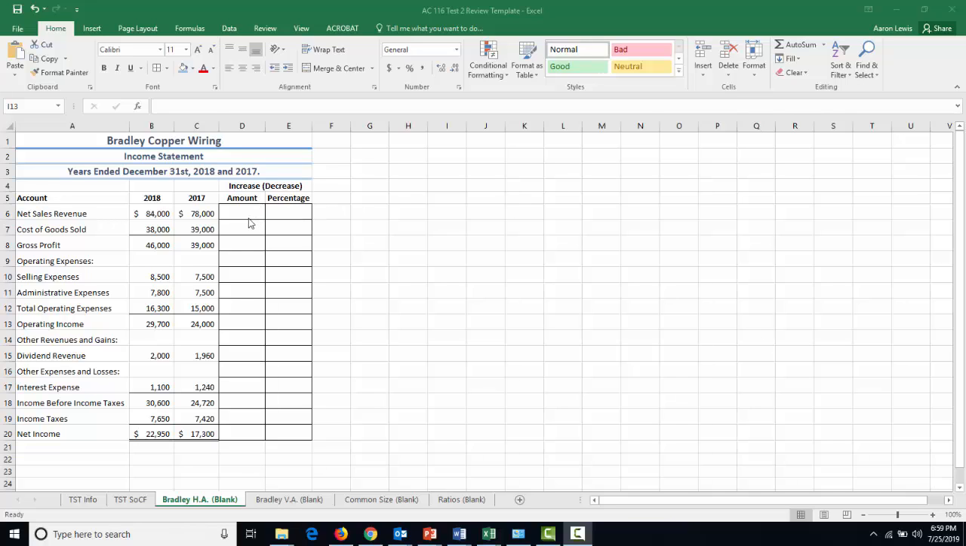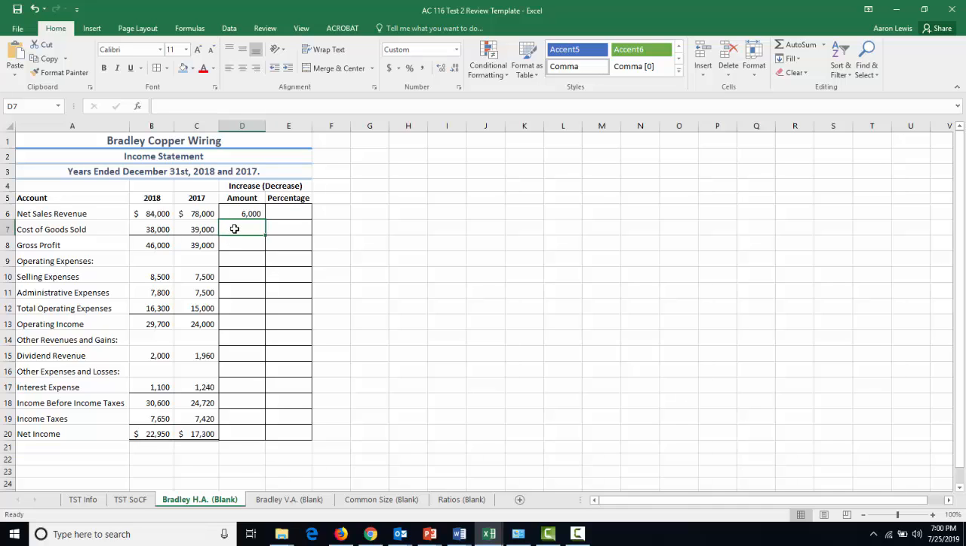For Bradley, their net sales revenue went from $78,000 to $84,000. That, as you can see from here, is an increase of $6,000. Well, let's start with our amount column right here. If we take the current year's net sales revenue and last year's net sales revenue, we come up with $6,000 exact.